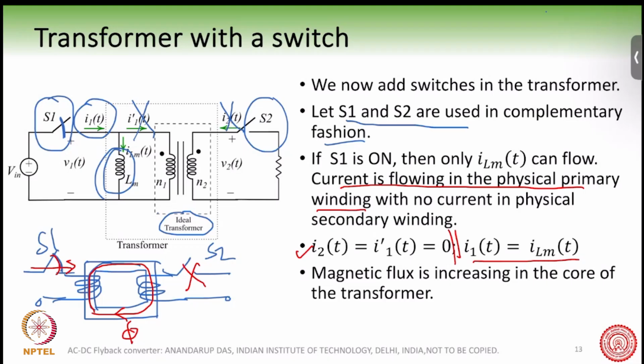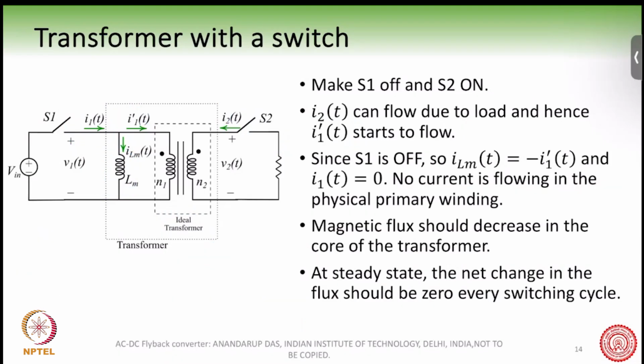And since we have applied a finite DC voltage, we have to follow the behavior of the inductor. So the current is governed by the equation V equal to Lm into dILm by dt. Because we have given a finite voltage, the current will increase, and therefore the flux will increase, and the energy being stored will go on increasing with time inside the core of the transformer.